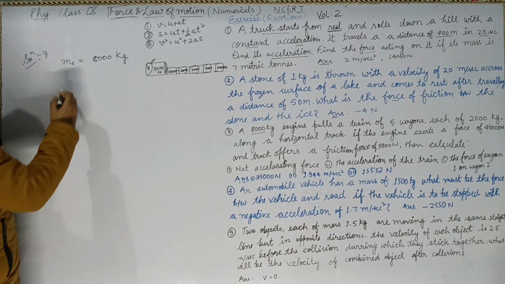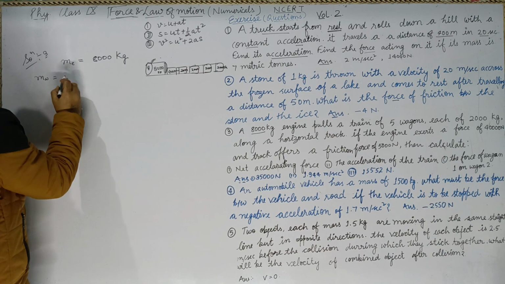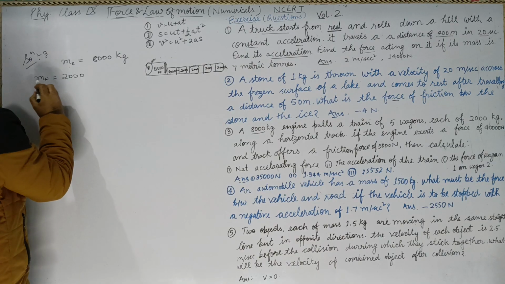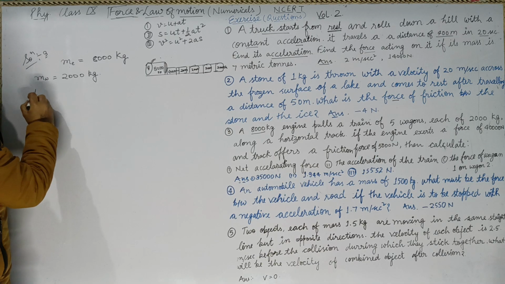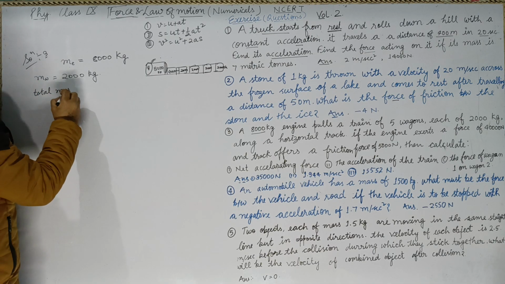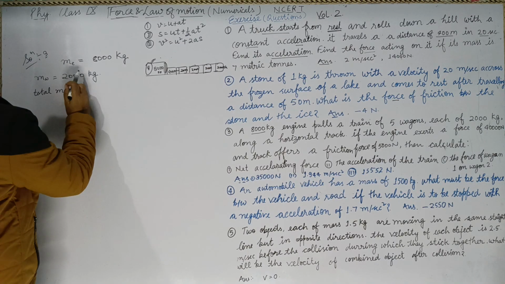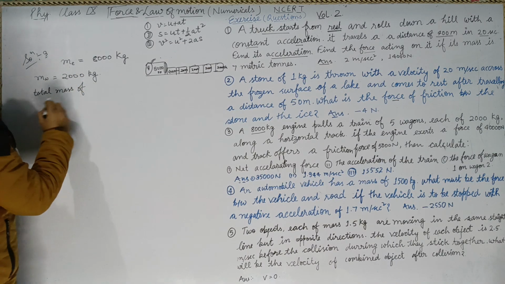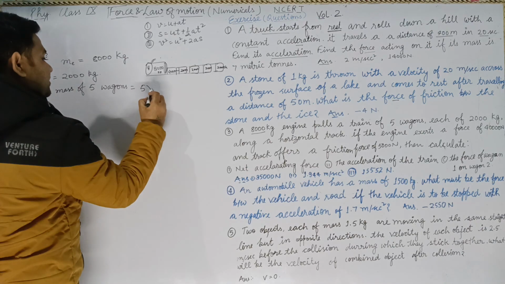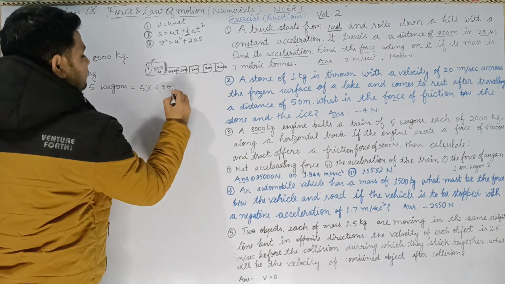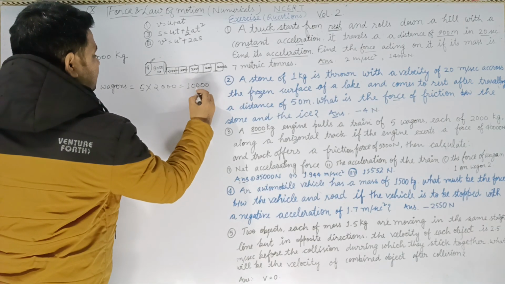We write here the given values. The mass of each wagon W is 2000 kilogram. So the total mass of all wagons, total mass of 5 wagons, is 5 into 2000, which is 10,000 kilogram.